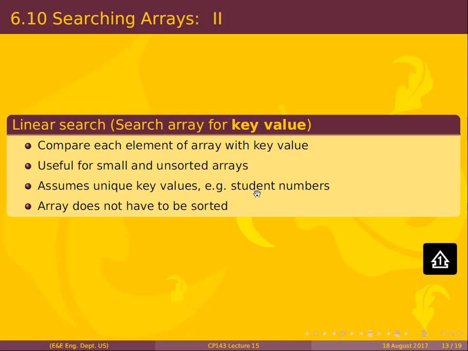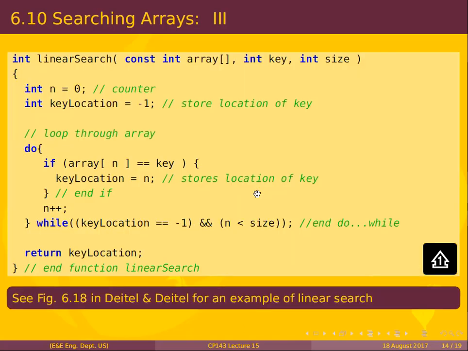But the array doesn't have to be sorted. So we don't care what the order of the array is. We just compare each element to our key value and see if that is it. So in code, this is what linear search looks like. We have a const int array. Remember what I told you, that this const keyword prevents this array from being changed.